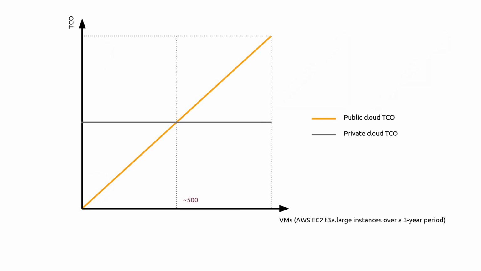Putting those two on the same chart, we get the following. So obviously, at a small scale, public clouds are the preferred approach because it doesn't make sense to build a dedicated private cloud platform for, let's say, 10 virtual machines, right? It is just cheaper to run them in a public cloud.